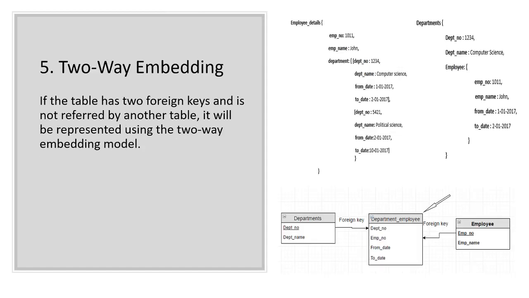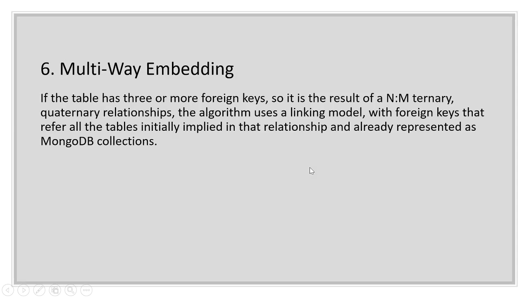Fifth condition is two-way embedding. Whenever a table has two foreign keys and no parent key, then we go for two-way embedding. Here, the department employee table has two foreign keys, one department number and the other employee number. So the record in this department employee table will be embedded into departments as well as employee. You can see an example here. The record of the department employee table is embedded into the employee collection as well as the department collection. Suppose we have more than two foreign keys, the same procedure is repeated with multi-way embedding.